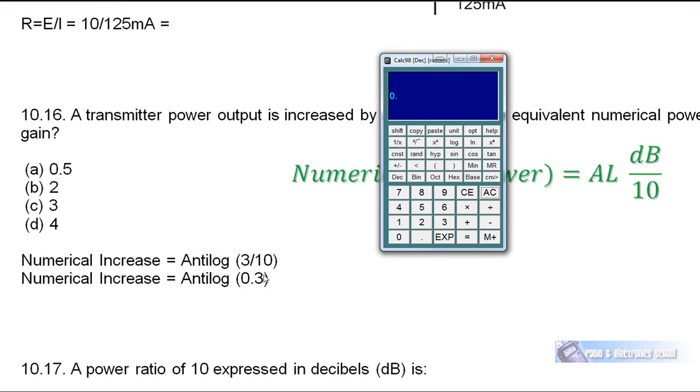All clear. So I want the anti-log of 0.3, so I enter 0.3. There's the log key on my calculator. To get the anti-log I have to go shift, and that will give me the anti-log. Sometimes you have to go shift, sometimes you have to go second function log, sometimes you have to go inverse log. So I go shift and press anti-log, and it gives me 1.995, which is close enough to 2. So the answer is 2.